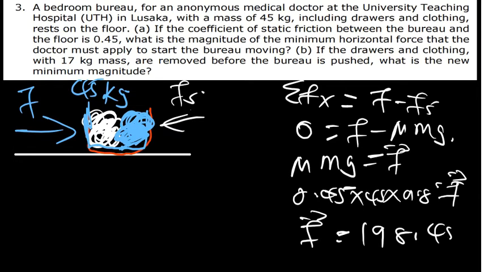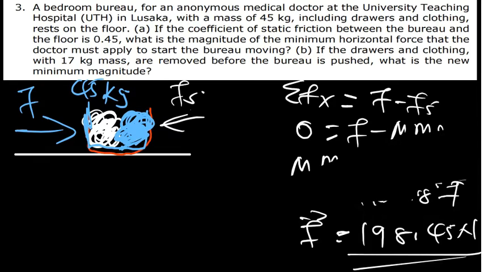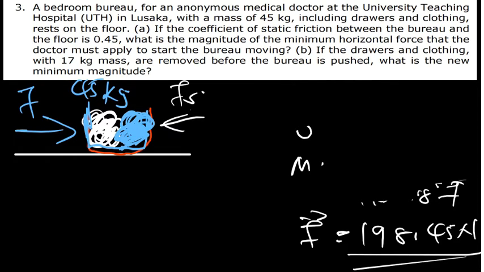198.45 newtons. So that would be the magnitude of the minimum horizontal force that the doctor must apply to start the barrel moving. As simple as that. Now, part B is saying the same thing which we have here. What if you remove the clothes and drawers?